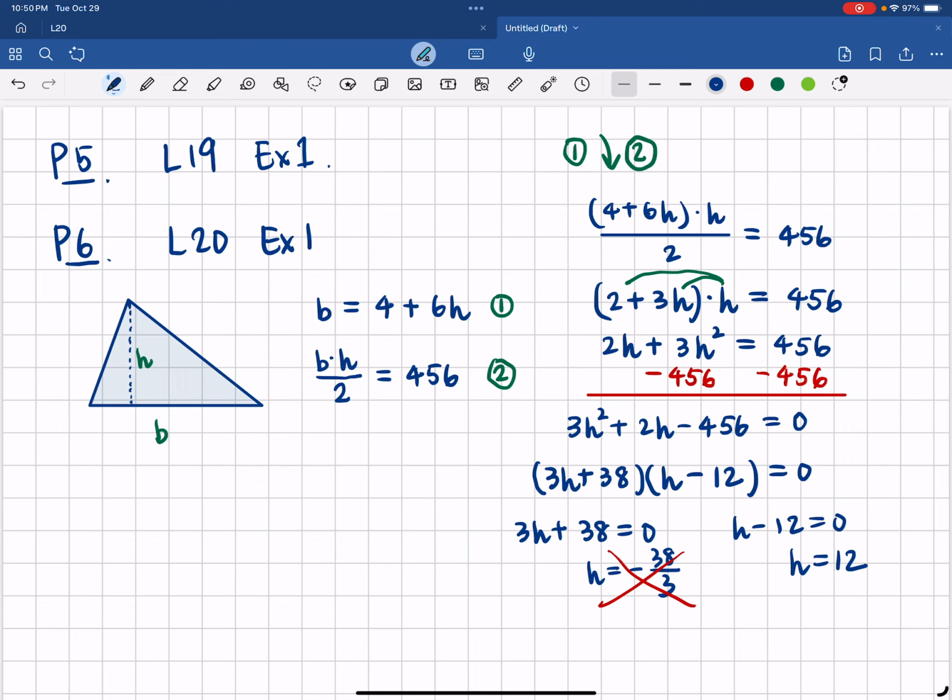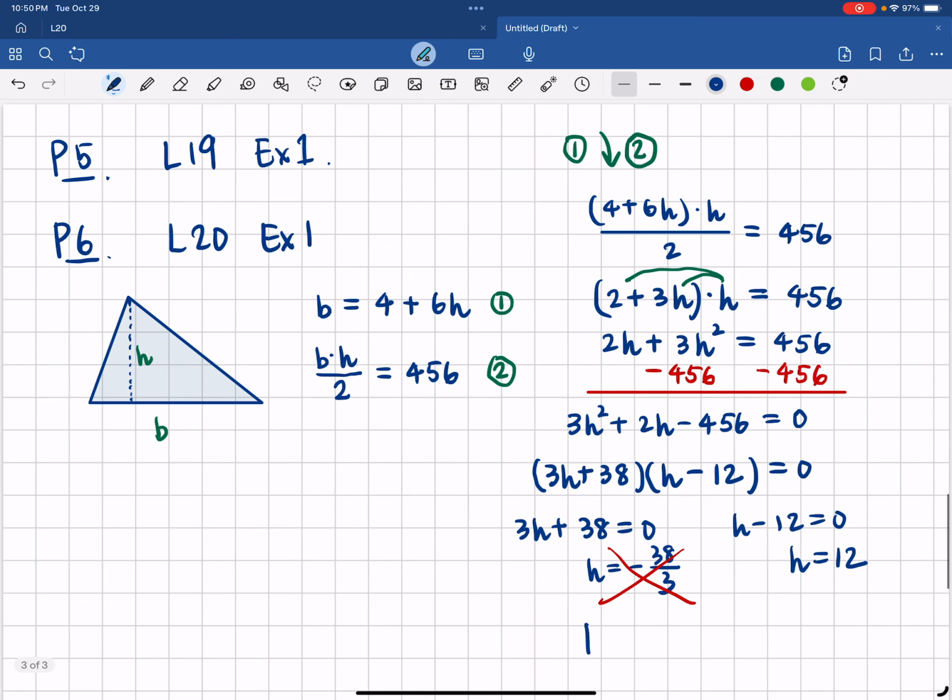And to find the base, we are going to use the first equation. The first equation says that base is 4 plus 6h. So we're going to use that: 4 plus 6 times 12. And this will give you our base, which is 76. The units in this problem will be inches. So let's put that. And then for the final answer, you box these two. And that's problem number 6.